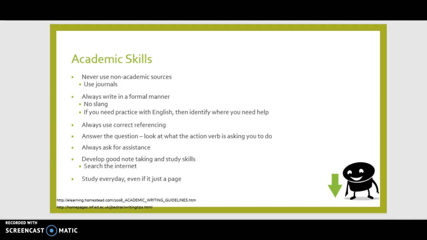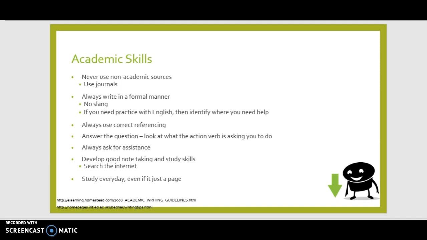Always use correct referencing. Don't forget you need in-text referencing as well as your reference list, and they need to match. When you are answering your assignment, it's always important to look at the question. What is the action verb actually asking you to do? If you are struggling, always ask for assistance. You cannot come after an assignment and say, well, I didn't know to do that, or I didn't know there was assistance. There is always assistance for you.